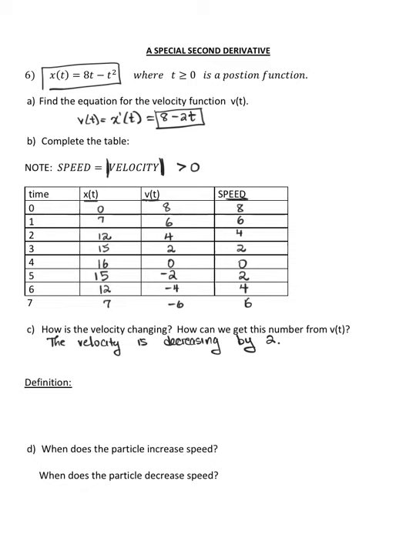Well, if we differentiate the velocity equation, the derivative of 8 is 0, and the derivative of -2t is -2. So the derivative of the velocity is called acceleration, which tells us the rate of change of the velocity. So the velocity is decreasing. Let's write that down. The velocity is decreasing at a rate of, so let's revise this.